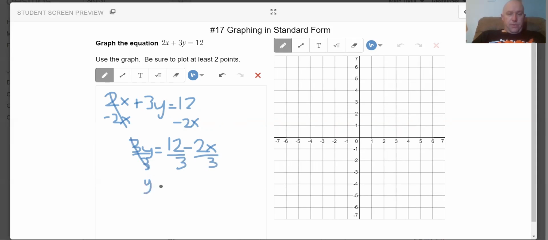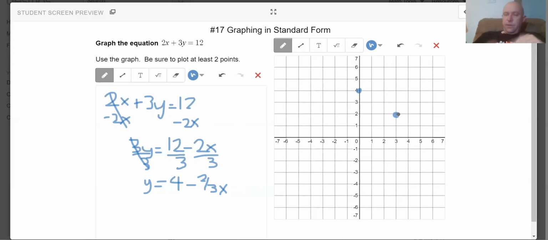12 divided by 3 is 4. And you can check, -2/3 does not actually simplify, so that is actually the answer. So if I graph this, it starts from 4. And then the slope is, it goes down 2 and across 3.